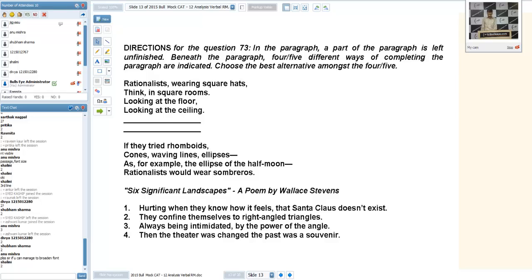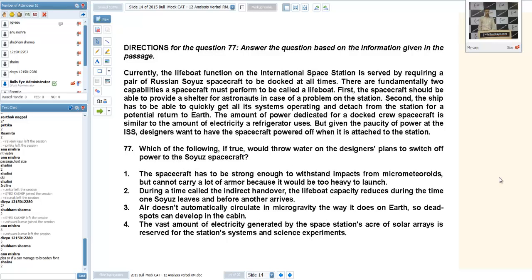In this, let's see what we have. We have got only a few minutes. So this would throw water on the space program question. We need to pick the choice which would weaken the point made by the question: that we need to switch off the power while docking or taking the people out of the spacecraft in case of any trouble. So in case of any problem we need to switch off the power supply so that the operation can be executed.